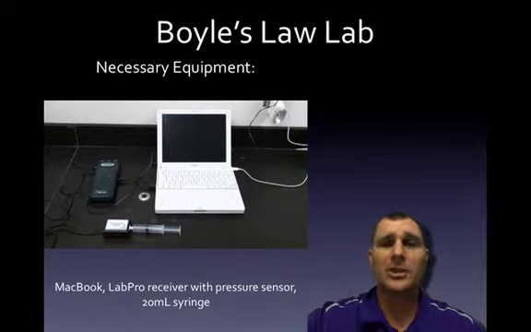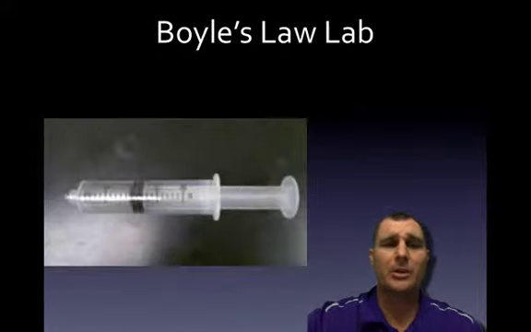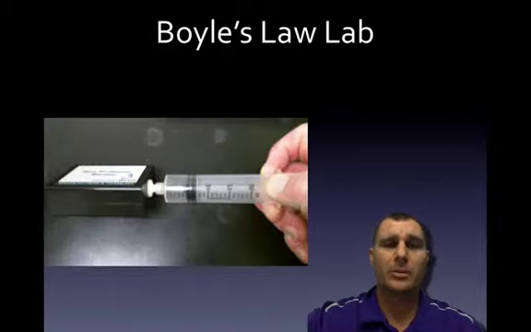The first thing we're going to do in this lab is push the syringe in to the 10 milliliter mark. We're going to screw it into the pressure sensor. You need it to be airtight, but don't over twist it. And then we're going to go ahead and start the program.